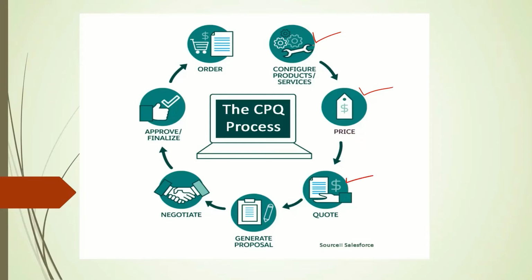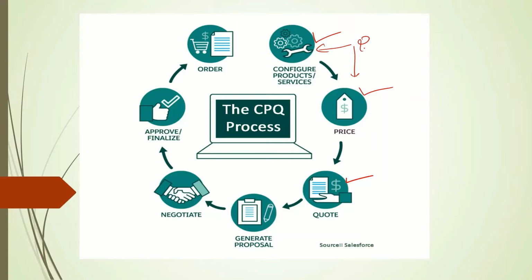Then we have a quote. On the basis of the product configuration and the pricing, we will create a quote. The quote will have all the details, like what all products are there, what is the quantity of them, what discount has been applied, what the base price was, what the net cost will be, and what the end user has to pay. So all these things will be in the quote.